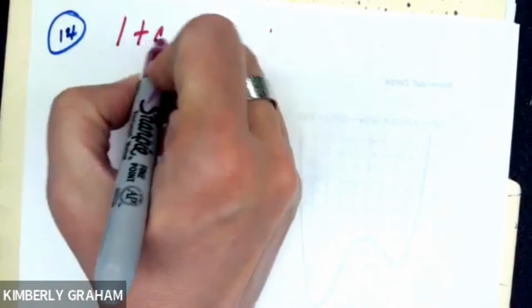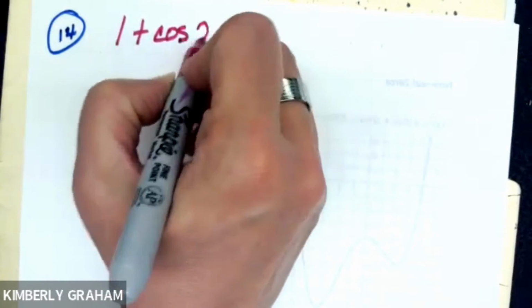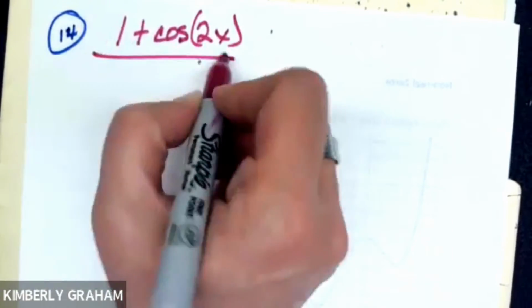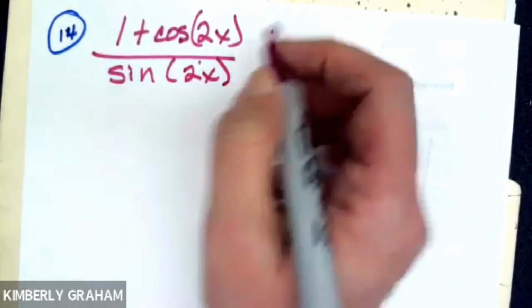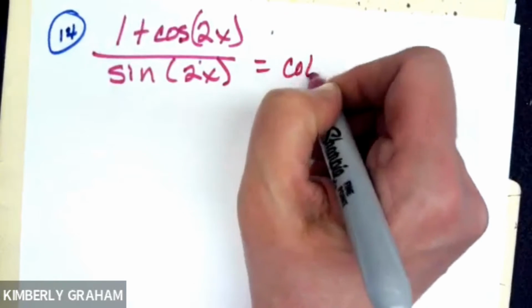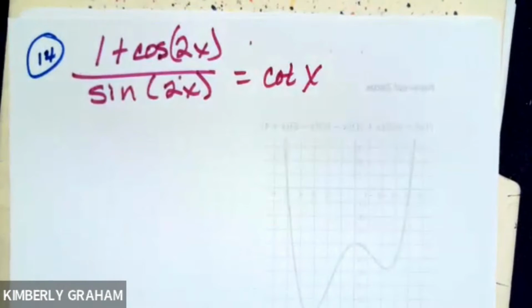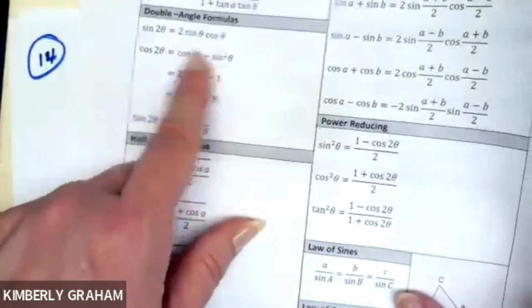So 1 plus cosine of 2x and sine of 2x equals cotangent of x. There are a couple of different ways that you could do this problem. You could say 2x is x plus x, and then use a sum or difference formula. But we also have what are called double angle and half angle formulas on the back part of this.